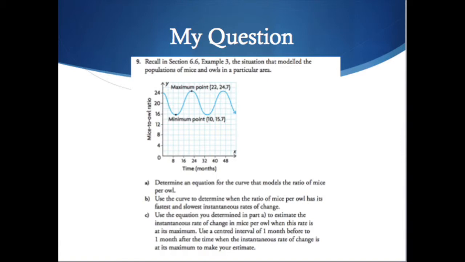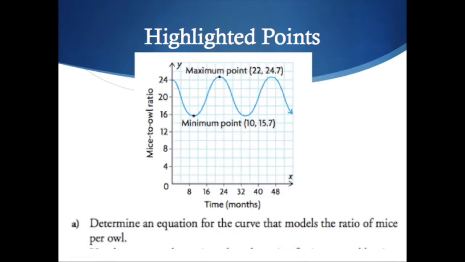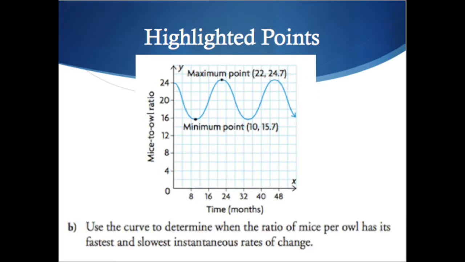Now, some key points to take note of before answering the question. Starting in Part A, this graph has a periodic relationship between the population of owls and mice. Due to this, we are going to use a sinusoidal function to model this. Sinusoidal functions repeat themselves in regular patterns, as does our graph. Part B, the fastest rate of change will occur when the graph is steepest. The slowest rate of change will occur at either the maximum or minimum when the slope is 0.